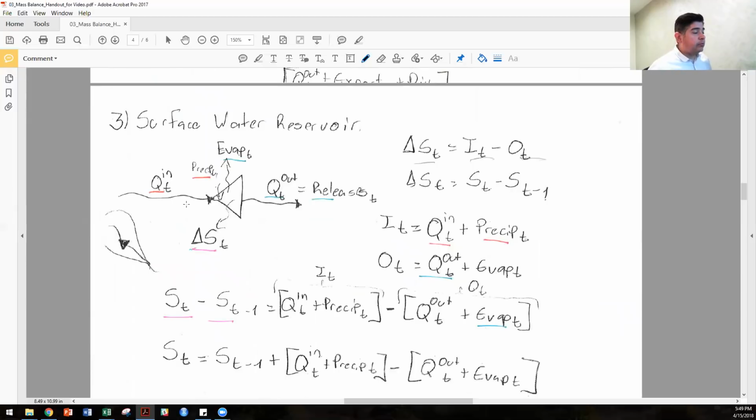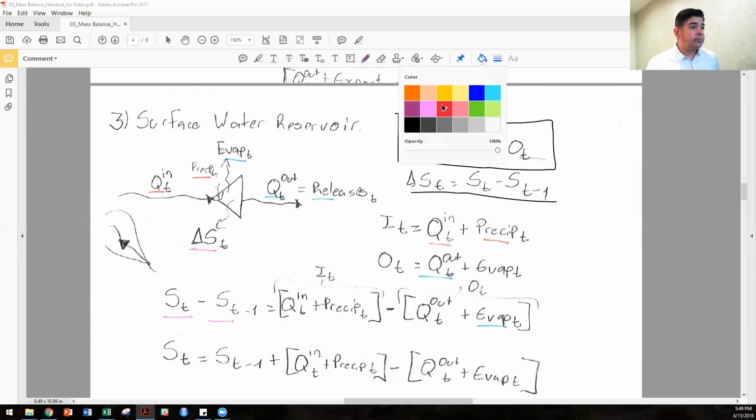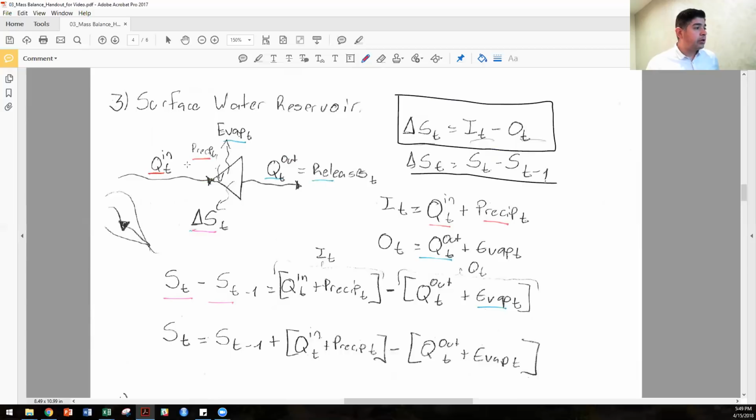And finally, a surface water reservoir. In this case, it's the same. We start exactly from the same equation. And remember that the change of storage, we can always estimate it as the storage at the end of the time step minus the initial storage. That's our change of storage over that period of time. In this case, the inflows into the reservoir can be precipitation or a stream flow coming in.